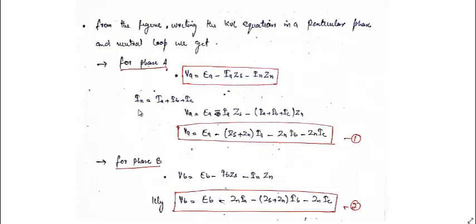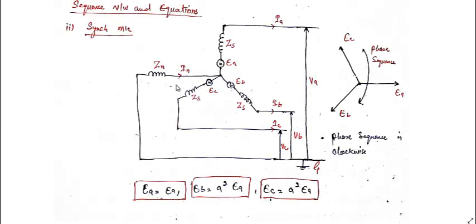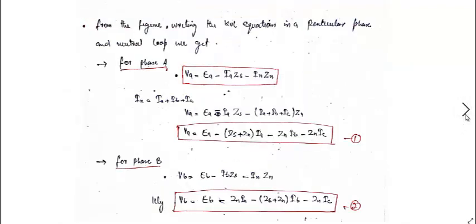We know that IN is the phasor summation of the three currents, IA plus IB plus IC. This is also depicted from here. I have shown it in the previous diagram, but the load is also star connected. So replacing this IN by IA plus IB plus IC, we can simplify this equation. Then VA is EA minus (ZS plus Zn) times IA, minus Zn IB and minus Zn IC.